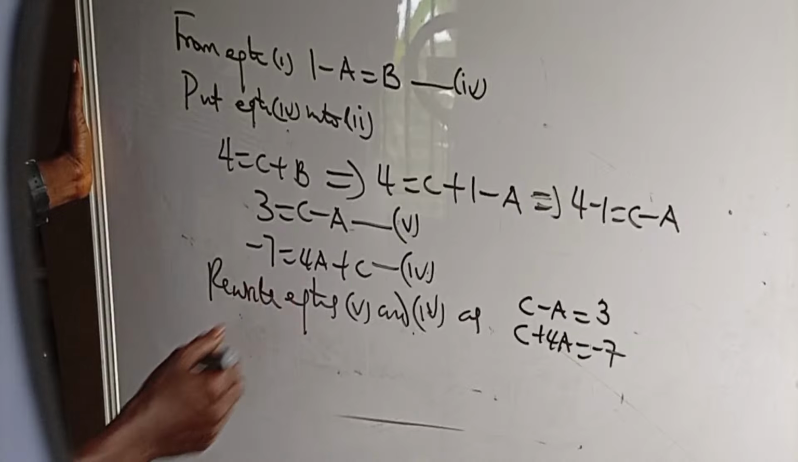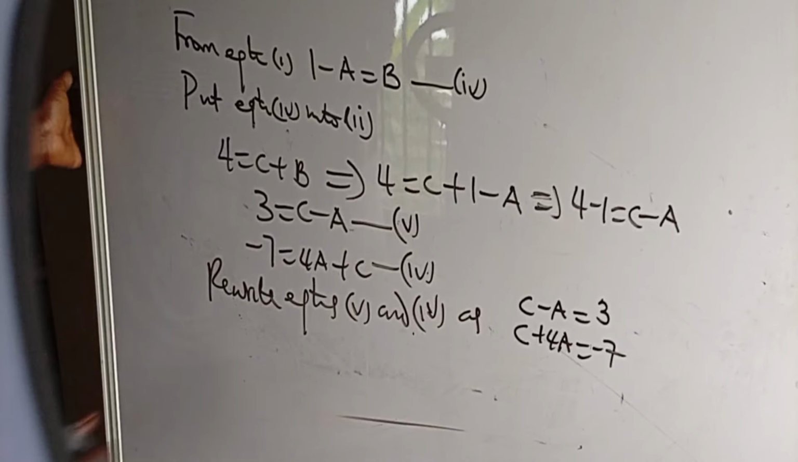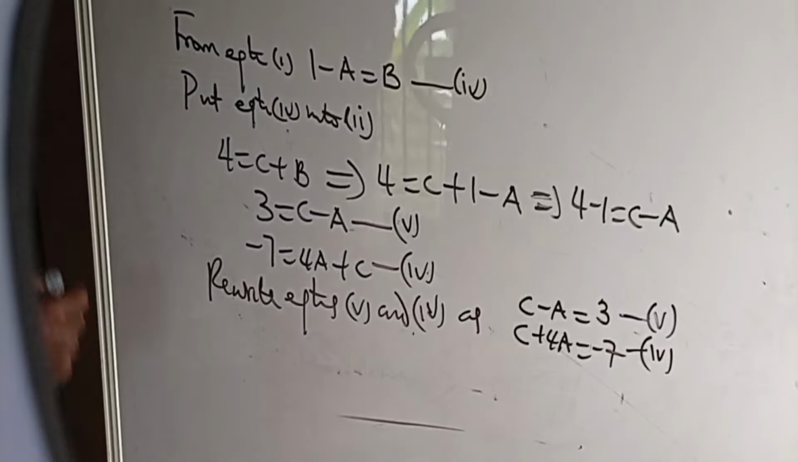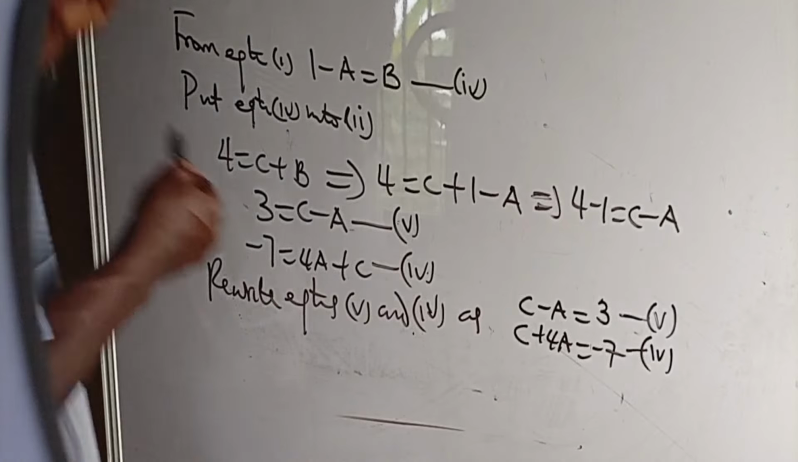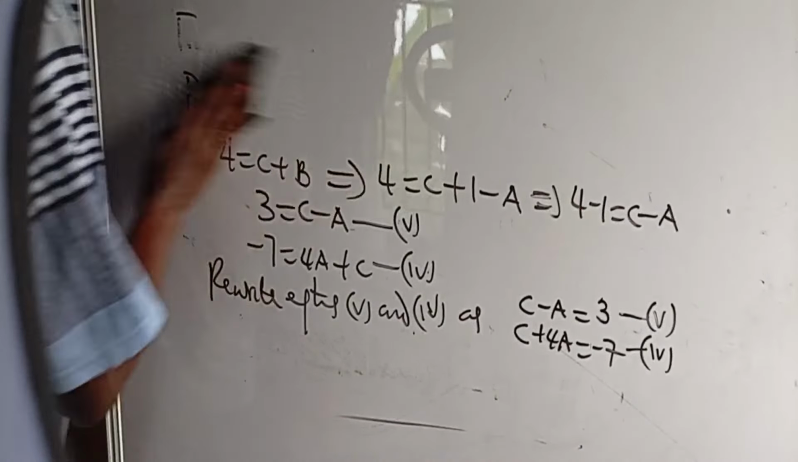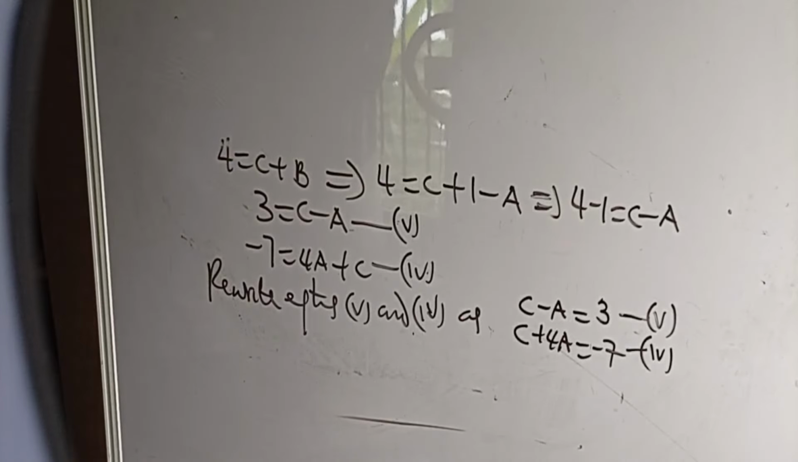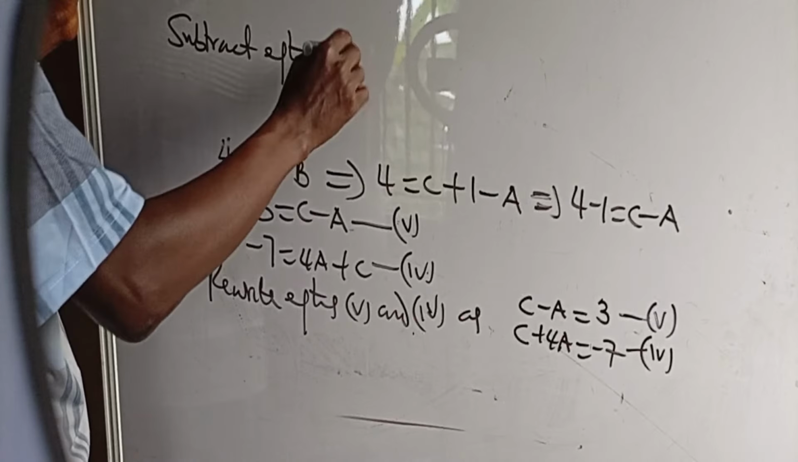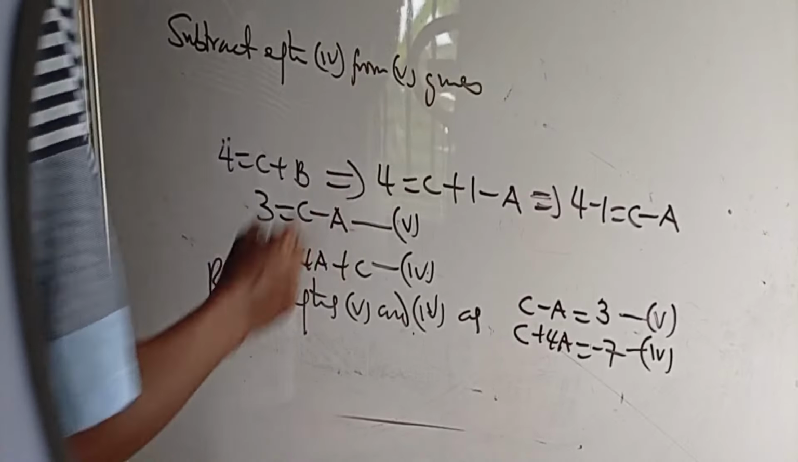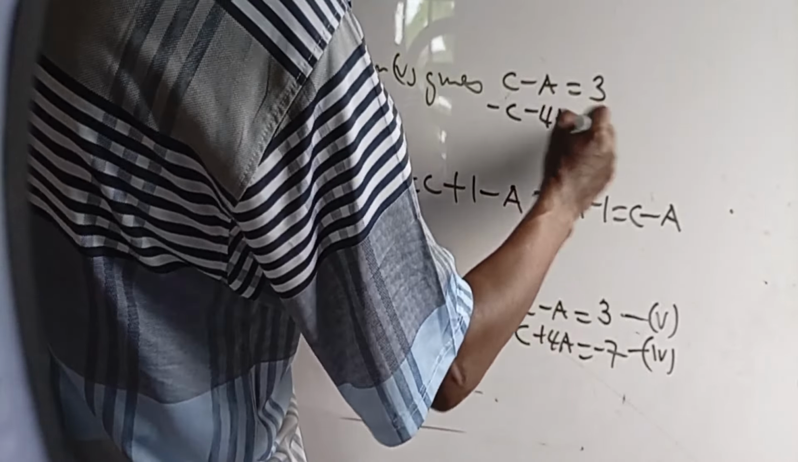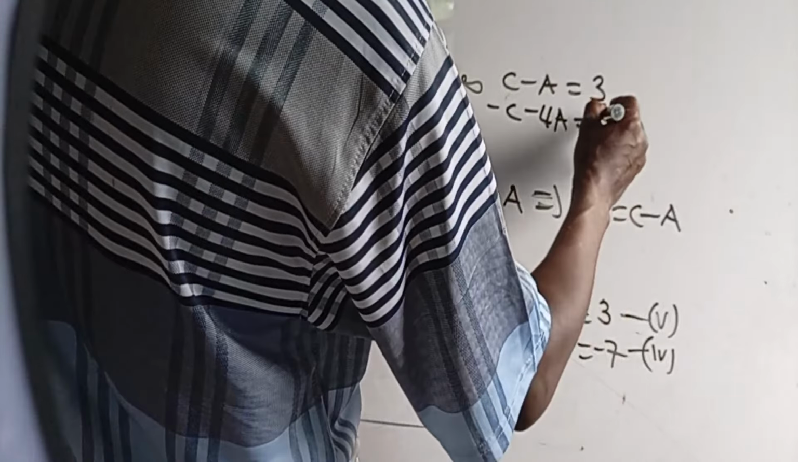So now, remember, this is equation 5, and this is equation 4. Let me write somewhere: B equals 1 minus A, because I will need it later. Now, the next thing is to subtract equation 4 from 5. C minus A equals 3. Then we are subtracting minus C minus 4A equals 7.